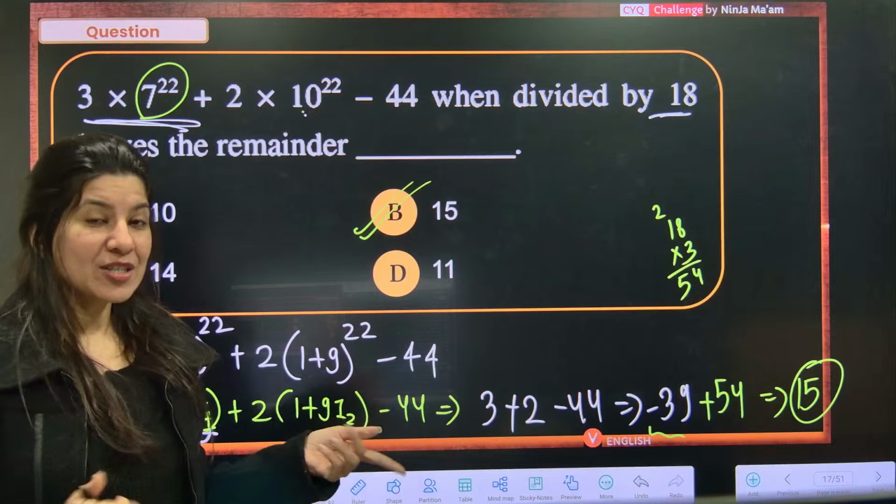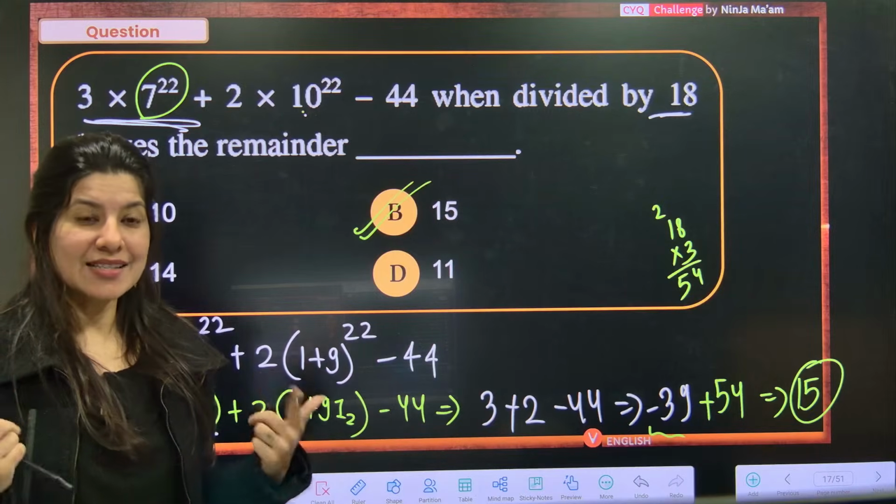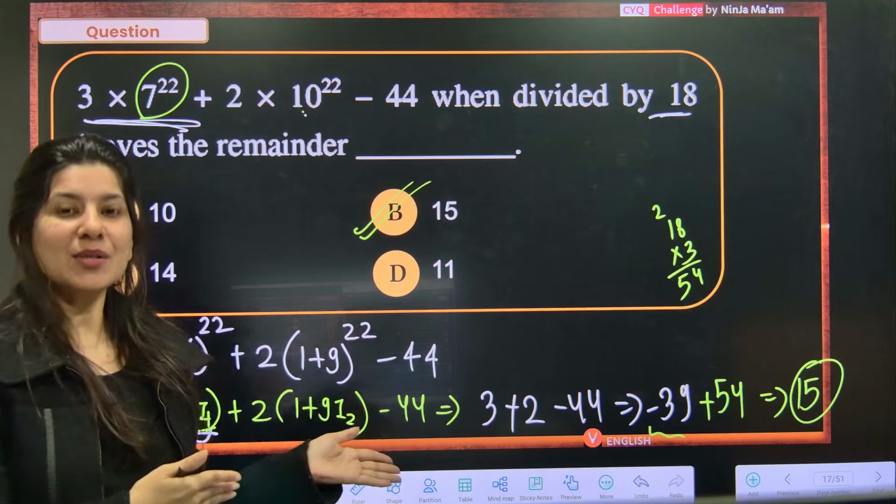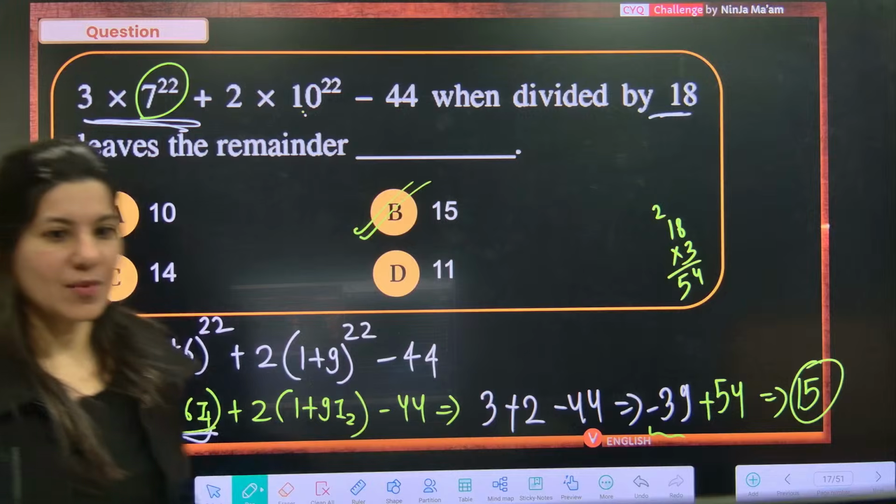Solve 3-4 questions and come back. You'll be like, "Now the things are pretty clear, ma'am. Every question is having the same thing. Because it was the first question, that's why I was getting stuck."